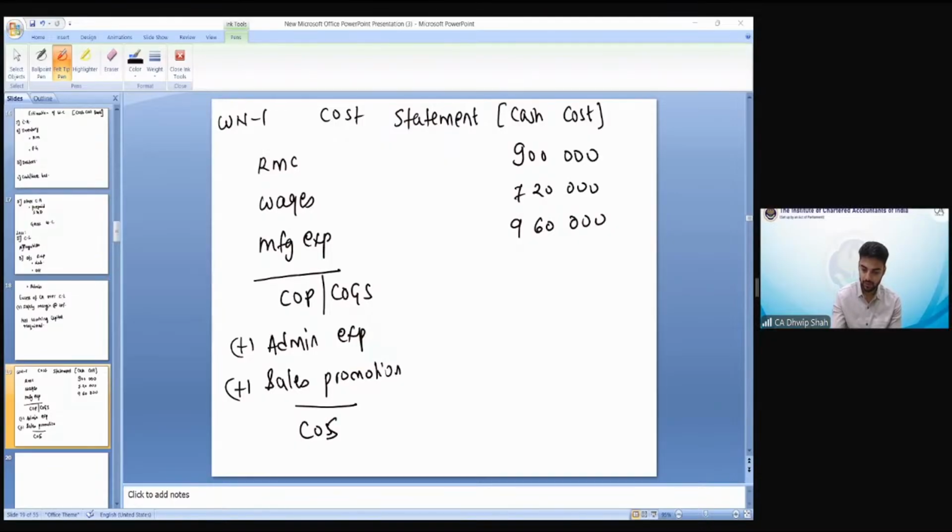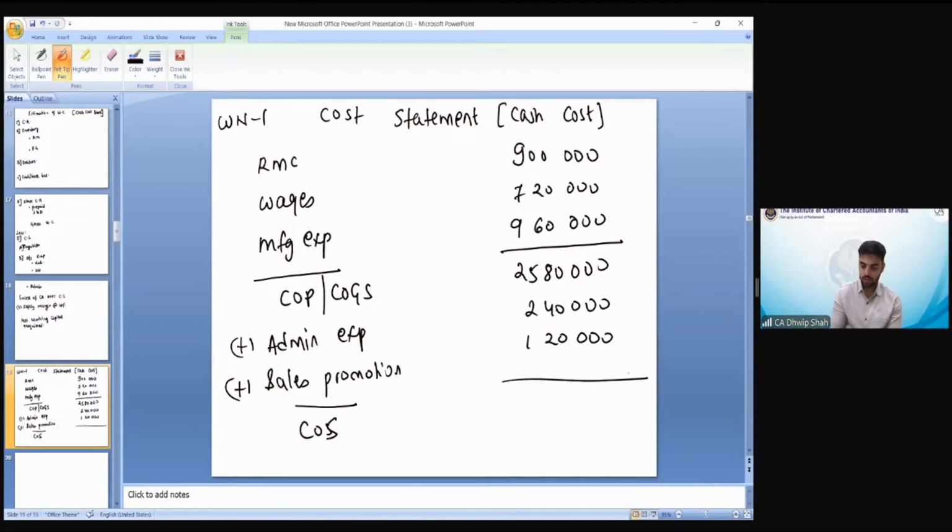Hope you are following. So my COGS comes to 2580. Admin is how much? 240 and sales promotion is 120. So my cost of sales comes to 25, 27, 28, 29, 40. 29 lakh 40, correct. The simple cost statement is ready. Now quickly start filling the format.